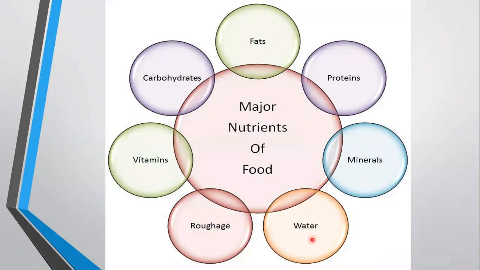With some simple methods, we can test whether cooked food or a raw ingredient contains one or more of these nutrients. The tests for the presence of carbohydrates, proteins, and fats are simpler to do when compared to the tests for other nutrients.